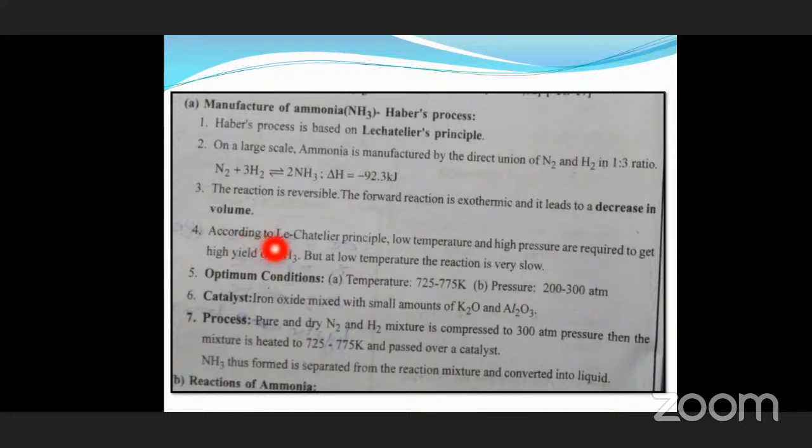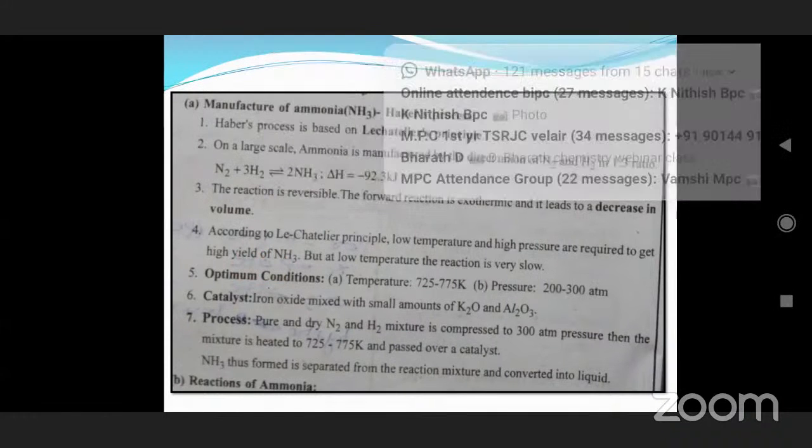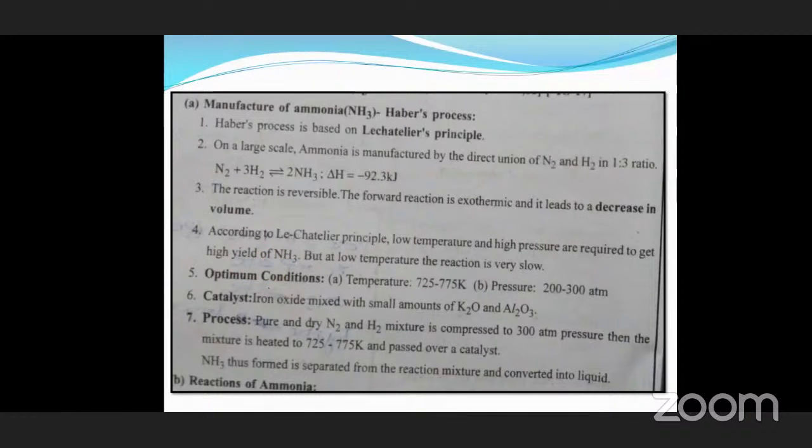Then here, according to the Le Chatelier principle, low temperature and high pressure are required to get a high yield of ammonia. According to the Le Chatelier principle, we have to use low temperature as well as high pressure. In these conditions, we get more yield of ammonia. But one thing: using low temperature, the reaction takes a lot more time. That means it will be a time-consuming process.